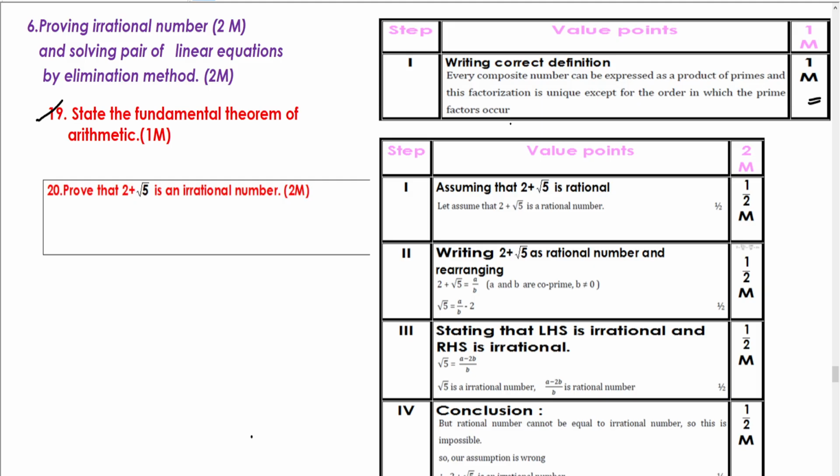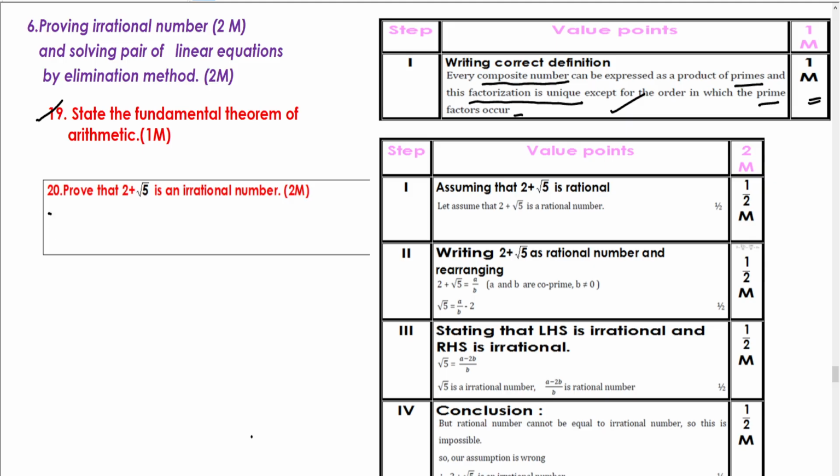The keywords are: every composite number can be expressed as a product of primes. This is a keyword. They will check keywords and give the marks. If the keywords are missing, you will not get marks. And this factorization is unique except for the order in which the prime factors occur. This is the perfect statement of the definition. You have to make it perfect.